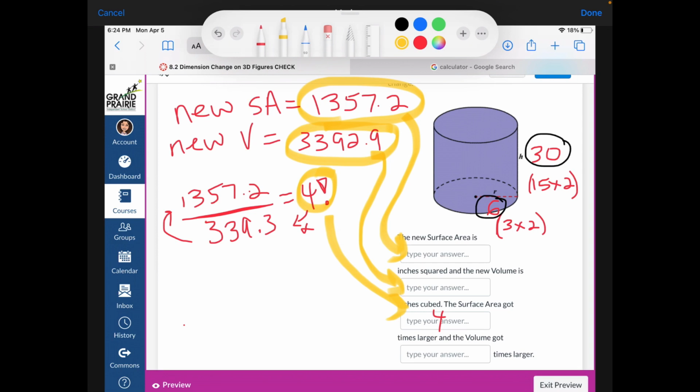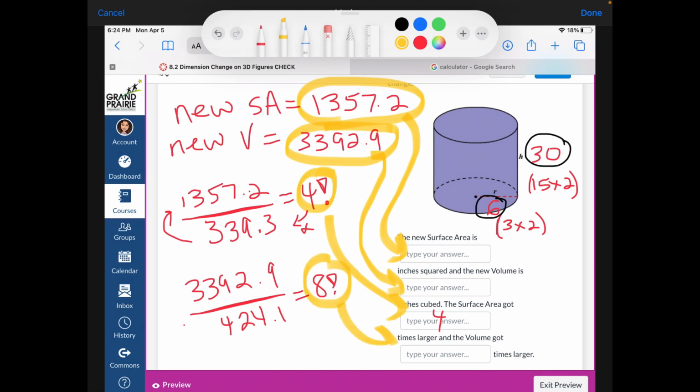So now we look at the volume, and we can do the same thing with the volume. You take your new volume, 3,392, excuse me, and we can divide it also by what it used to be. And what it used to be was 424.1. And so by how much did it get bigger? And this time you're going to get a big number. This time the volume did not just get 4 times bigger like what we just did. It got 8 times bigger.